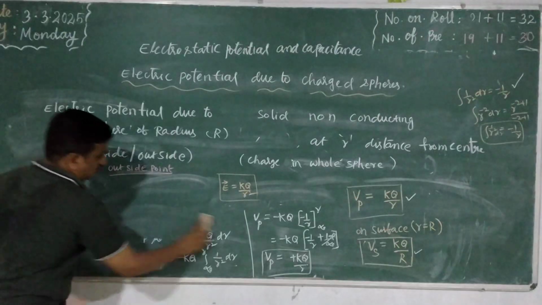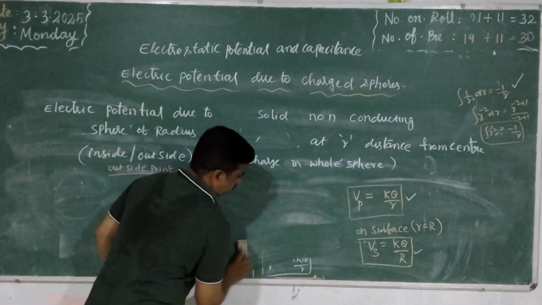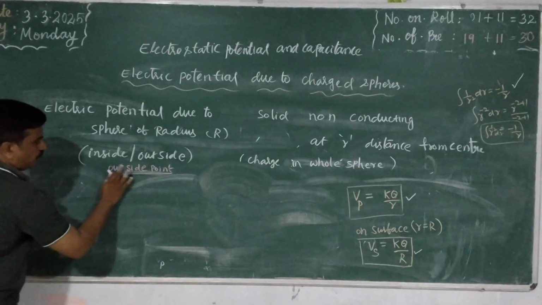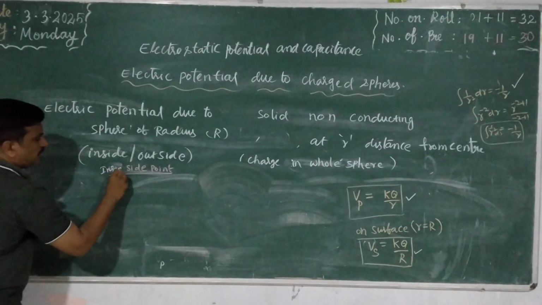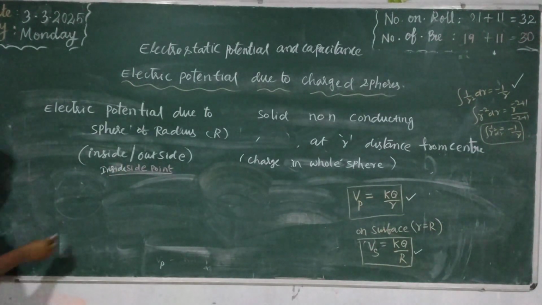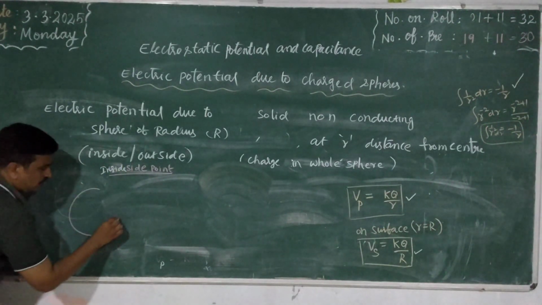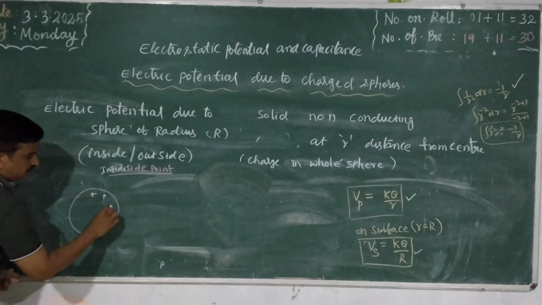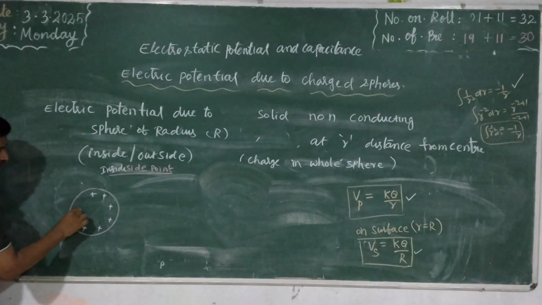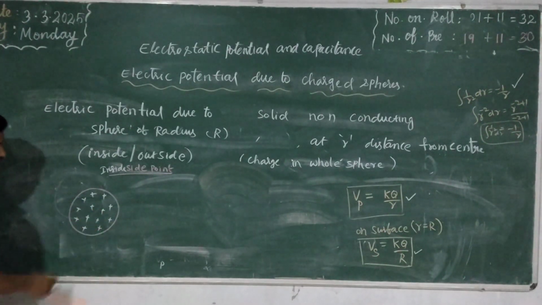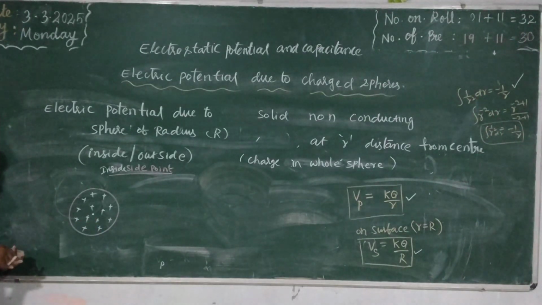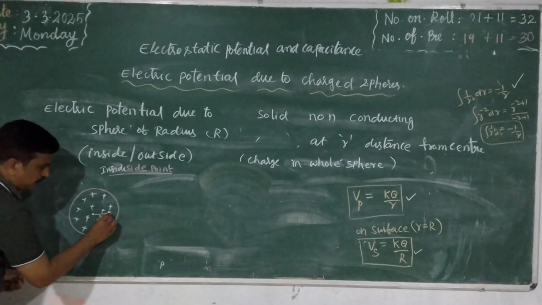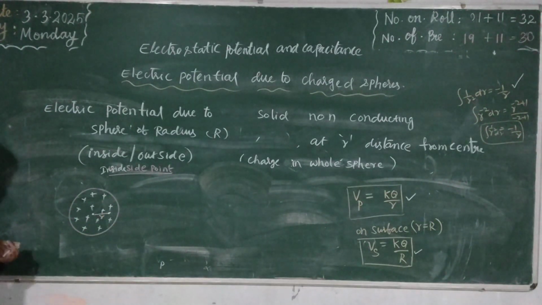Outside point here, inside point I write inside point. So this is the solid non-conducting sphere. So charge is in the whole sphere, charge is distributed, yes. See, it is the center. So what we are doing now: from the center, at distance, at point P, what is the potential? That we can derive.